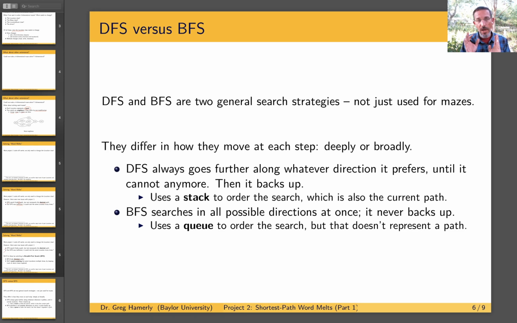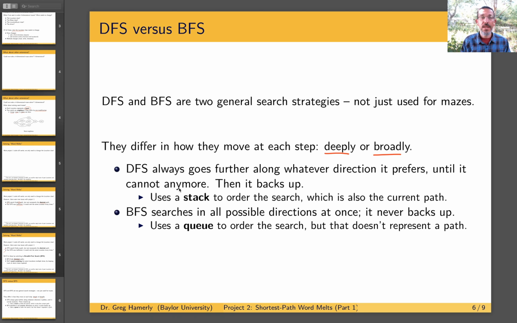So I want to comment on DFS versus BFS. These are both general search strategies, and they're not just used for mazes in data structures. These are very general search strategies that can be used widely, okay? And they differ in how they move at each step, either deeply or broadly, as the names imply. They're well-named algorithms. Not all algorithms are well-named, but these are well-named. Depth first search always goes further along whatever direction it can and whatever it prefers. And remember, in Project One, we prefer to go right before we go down, before we go left, before we go up. And it keeps going in whatever direction it can until it cannot, in other words, until it gets stuck somewhere.